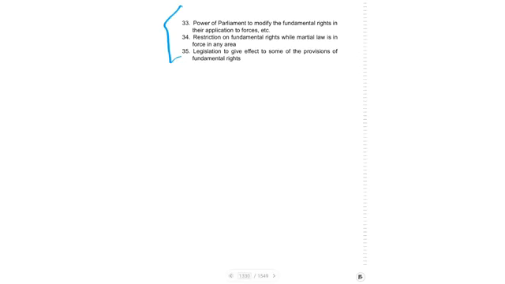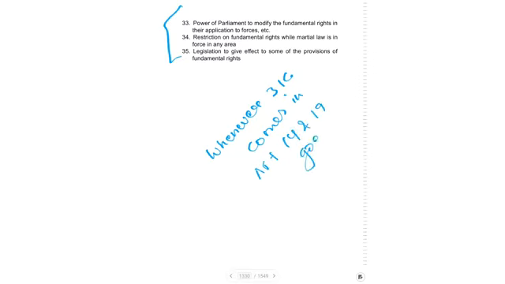Here in fundamental rights, you have to keep one thing in mind: whenever Article 31C comes in, Article 14 and 19 go out. You have to keep this in mind. It is mentioned in the fundamental rights chapter. You can cross-check it.